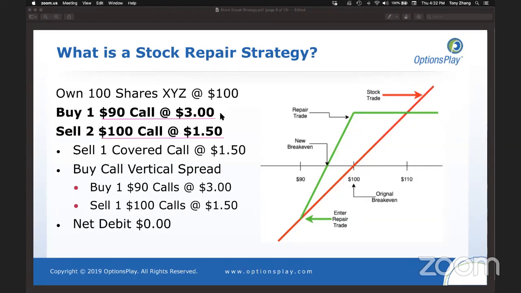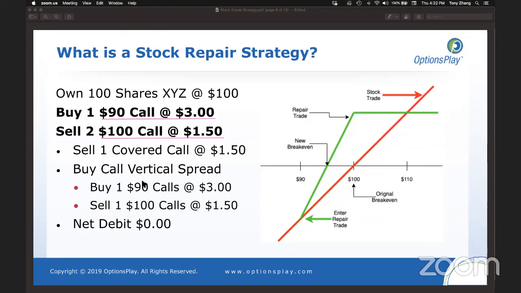Now, I will say that these numbers themselves are fictitious. These are not real option prices. Chances are you won't be able to find option prices this good that just happen to offset each other. But again, I'm taking whole numbers for example purposes to try to make this as easy as possible to understand.